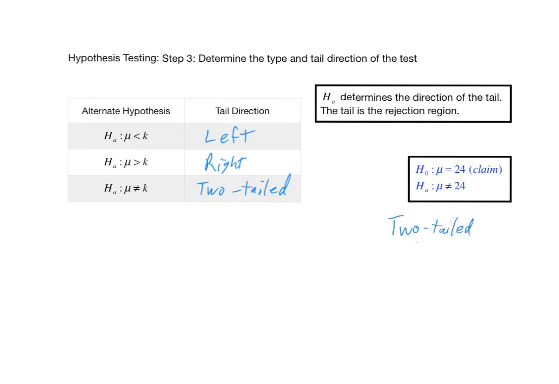When we go back to that cell phone battery scenario, step 3 also requires us to determine the type of test, but the type of test we use is dependent on the sample that we collect. So we will develop the type of test in another video, and we will develop two specific types of tests. One is called the Z test, one is called the T test.